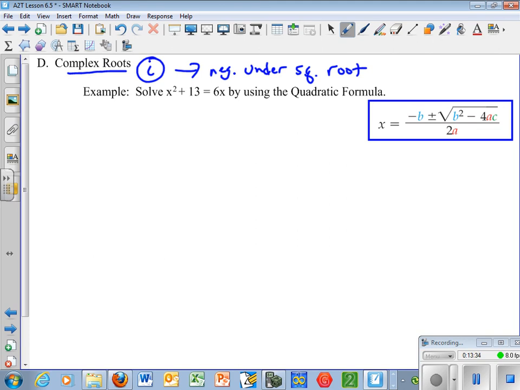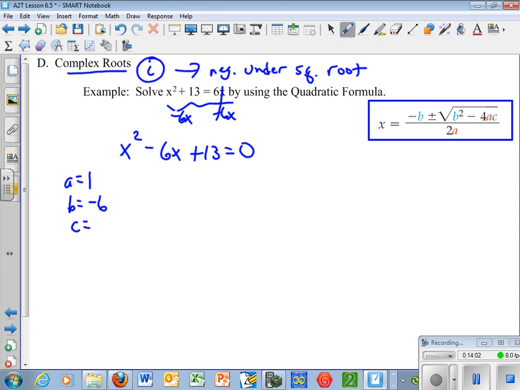Now if you look at this, this is not set equal to 0. I need to subtract 6x to get rid of it on this side, so I'm going to do it here. And you want to write this in what I call descending order. So x squared term first, then the minus 6x, then the plus 13 is equal to 0. Now we are in ax squared plus bx plus c form. Let's write down our a, our b, and our c. A is 1, b is negative 6, and c is 13.